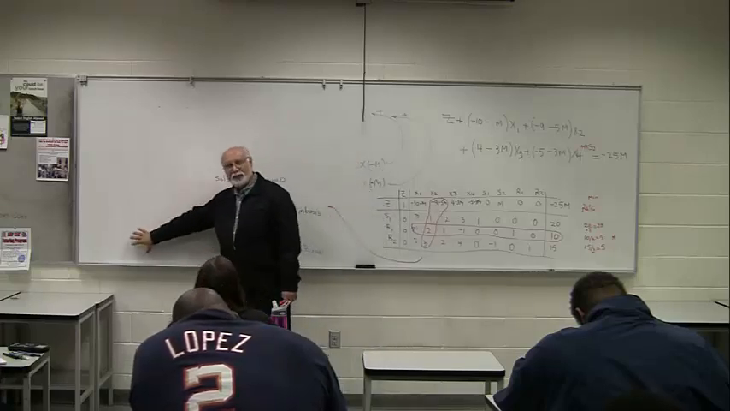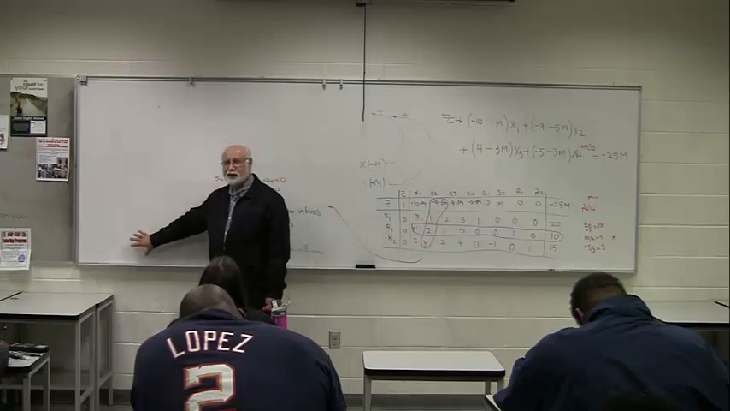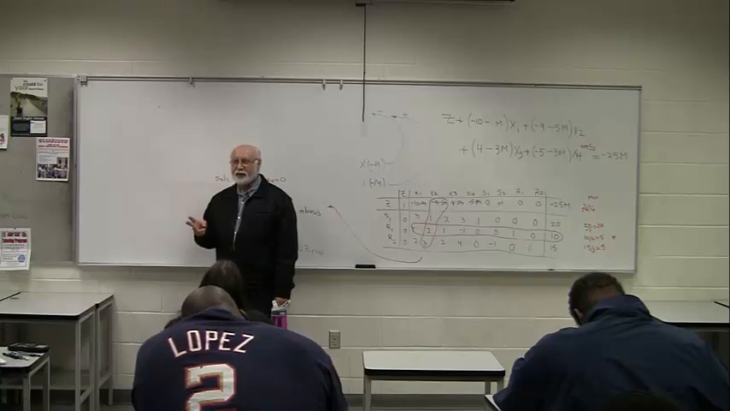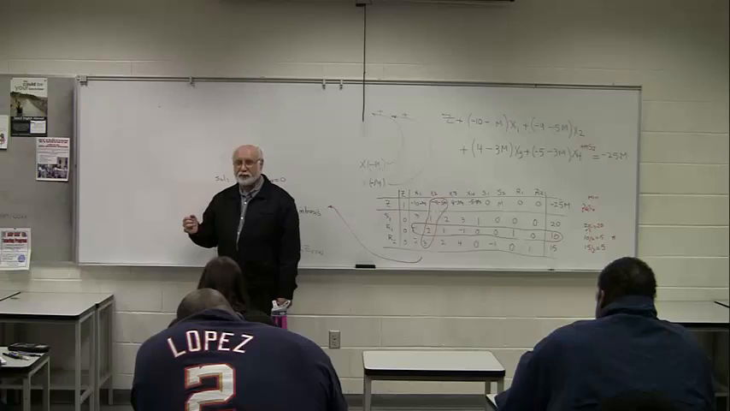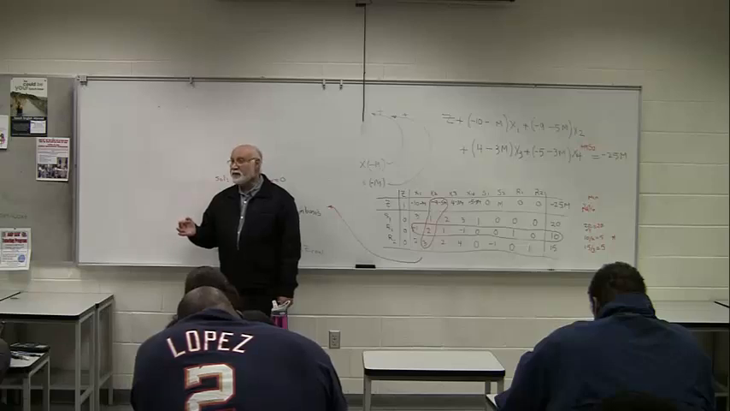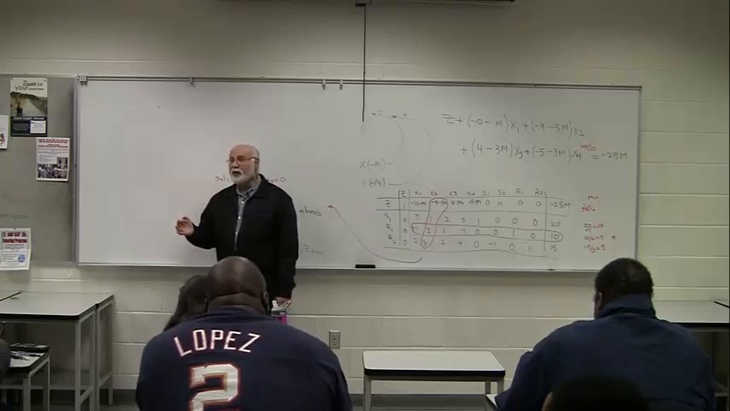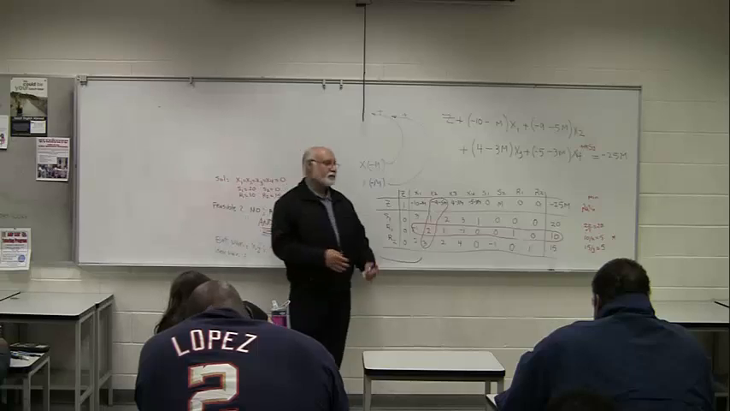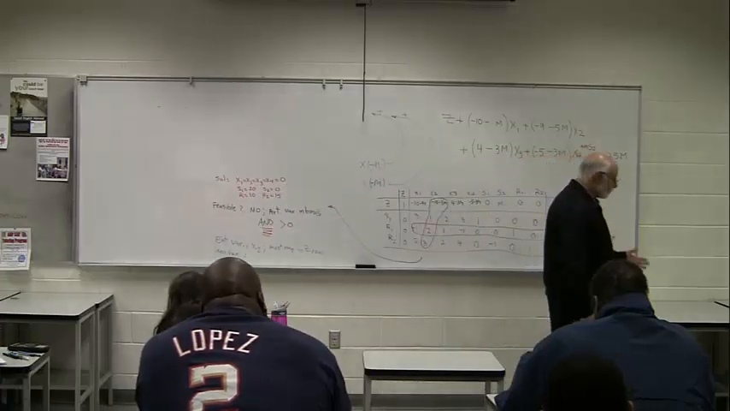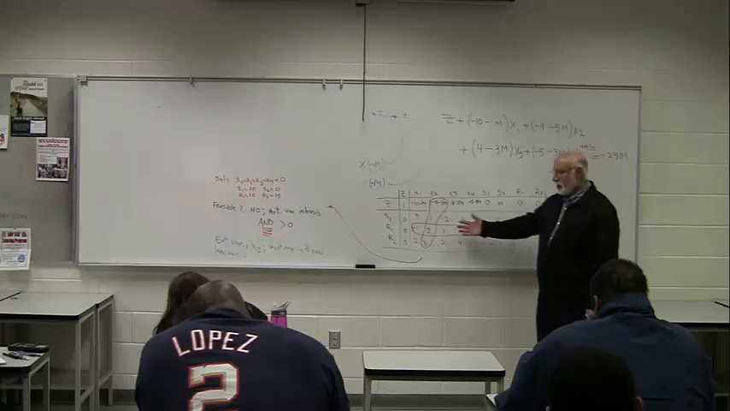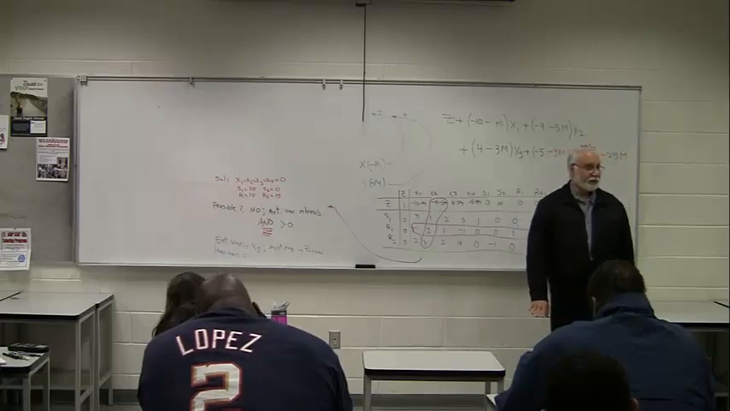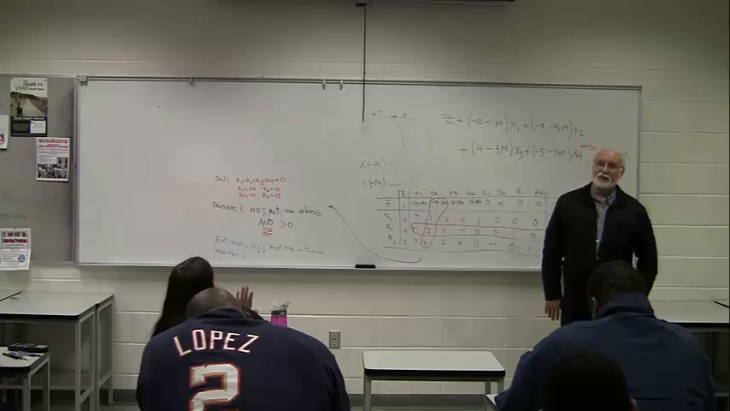Remember those things that I had, non-negativity constraints? I said x1 greater than 0, x2, x3, x4, s1, s2, R1, R2. Did I say anything about Z? Z is unrestricted. It can be anything. So that, you process it, you go to the next tableau. You process it, you go to the next tableau.